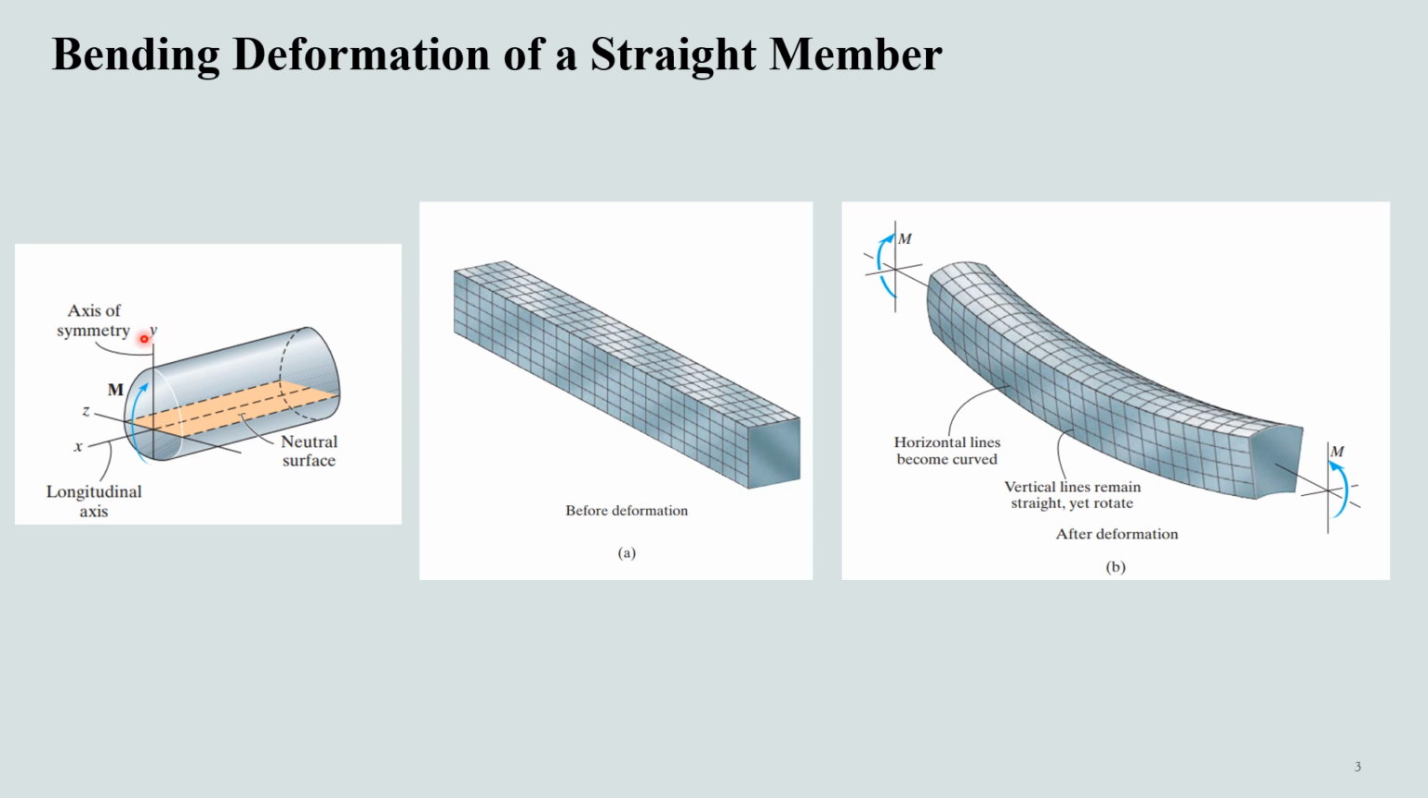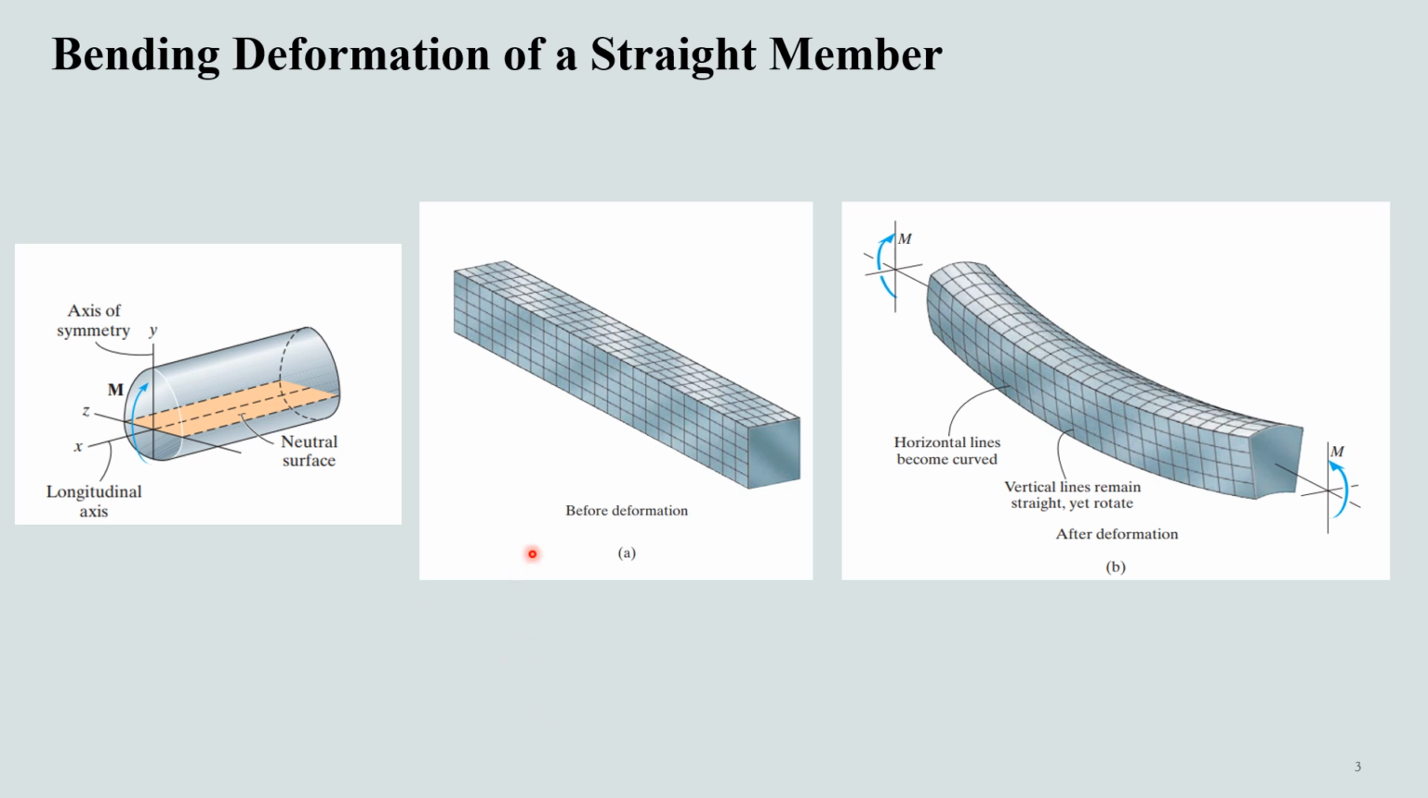You can see here that we have a prismatic member in which we have an axis of symmetry, that is the y-axis, and bending moment, or you can say this curvature, is being applied perpendicular to this axis of symmetry. The behavior of members that have unsymmetrical cross-sections or are made from several different materials is based on similar observations and will be discussed separately in later lectures of the series.